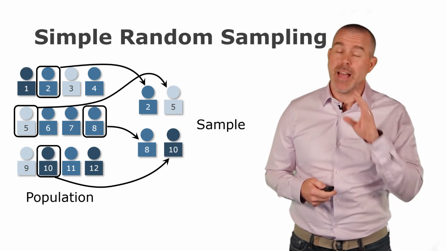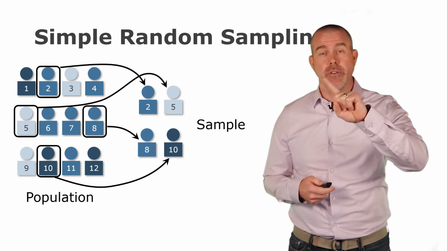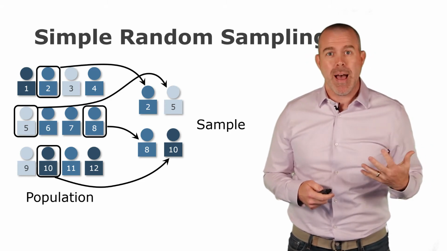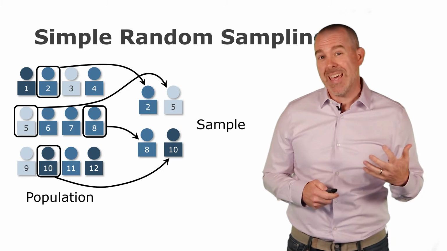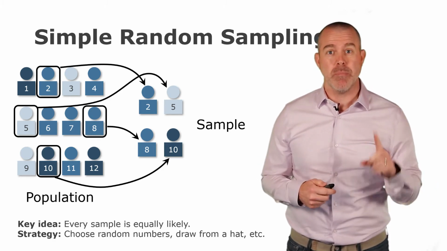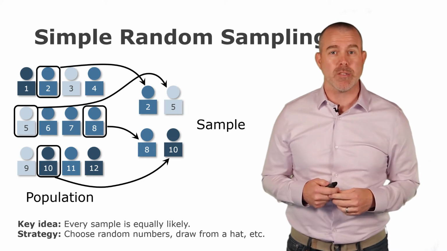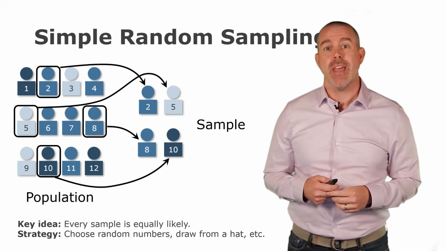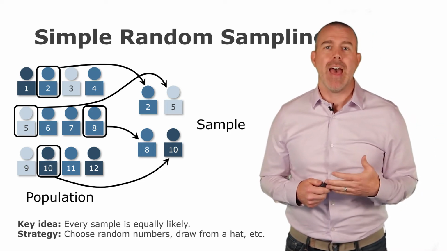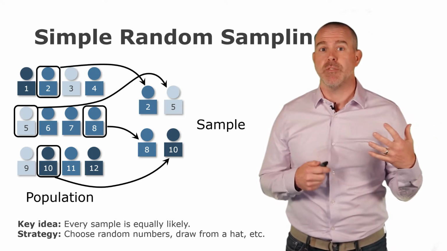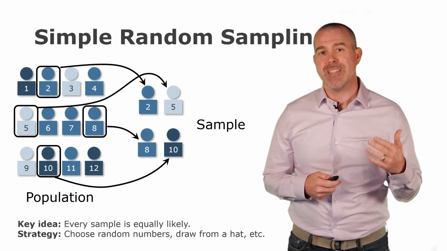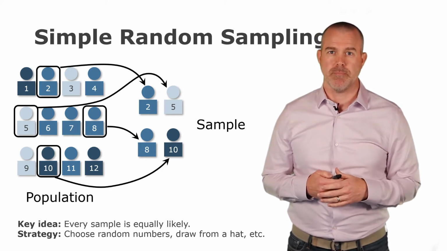Now, this can't be like, I'm going to look at it and pick number 2, number 5. That's not random. We have to randomize it somehow. The key for this kind of sample is that each of all the possible samples, and we'll learn later in this course how many possible samples there are, is equally likely. And again, the way it's done is maybe you draw names from a hat, or you use a computer to generate some pseudo-random numbers. So that's simple random sampling.